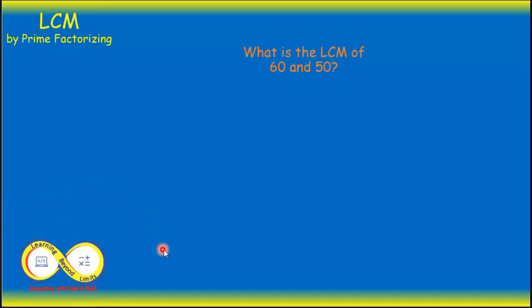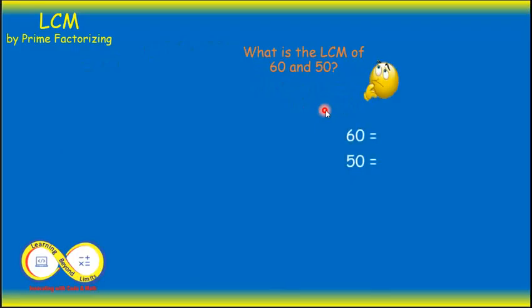Today we want to talk about LCM. What is LCM? Lowest common multiples. That's what it is. We're going to find LCM using the prime factorization method. Look at this question: What is the LCM of 60 and 50?